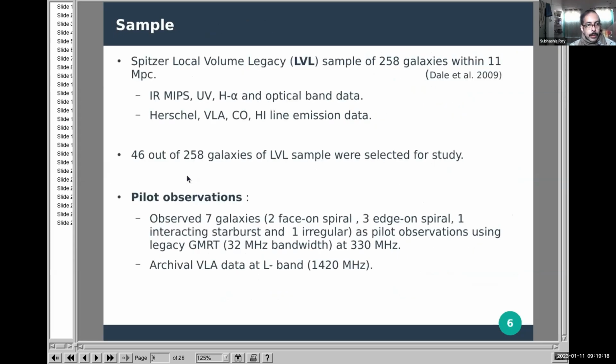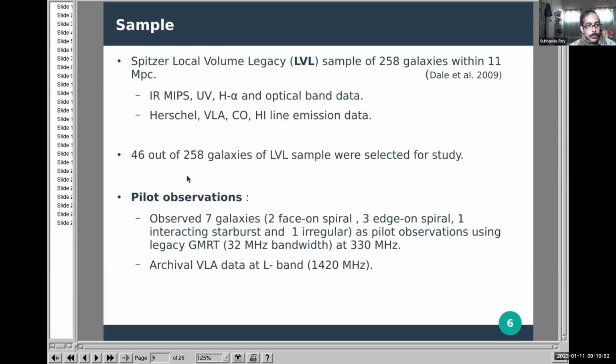So what's the sample? The largest or full sample we have chosen is the Spitzer Local Volume Legacy sample, the LVL sample of 258 galaxies within 11 megaparsec. For most of them, we have infrared, mid-infrared, UV, H-alpha, and optical band data. For many of them there are also data from Herschel, and in radio from VLA, CO observations, and HI line emission data.